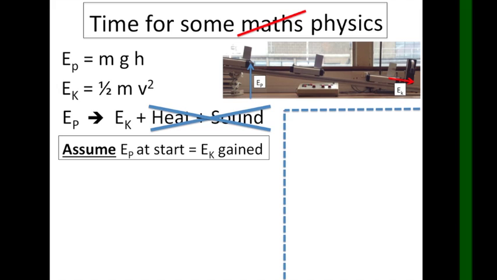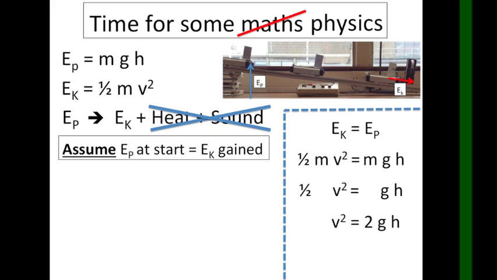So assuming the final kinetic energy is exactly the same as the initial potential energy, we have this equation. Swapping in the full expansions for that, we have 1/2 mv² is equal to mgh. Now there's a mass term on both sides of this equation, so we can cancel those out. And also we can multiply both sides by 2, so we end up with v² = 2gh.